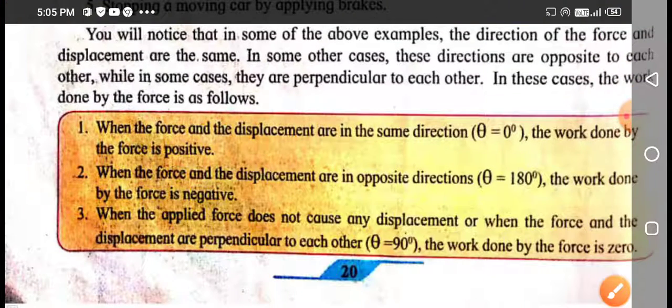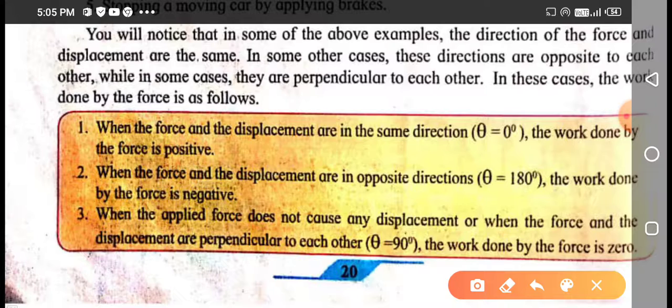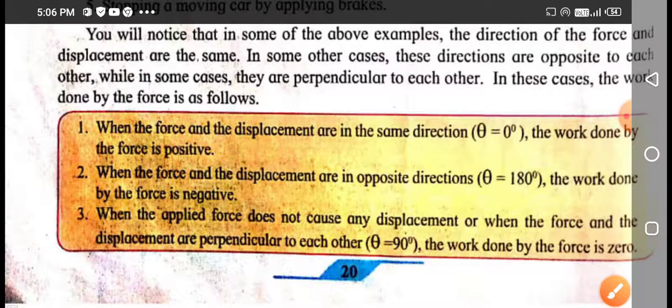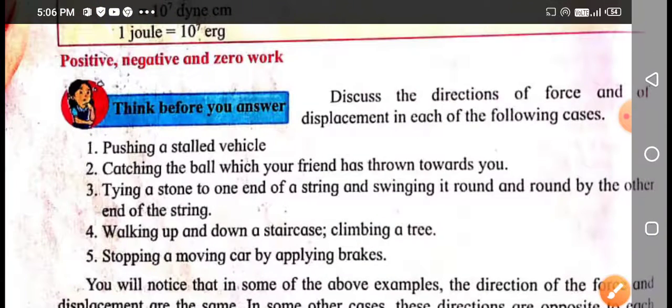In this way, these are the three types of work done we can measure: work done is positive, work done is negative, or work done is zero. When theta is 0 degree, then it is positive work done. When theta is 180 degree, then it is negative work done, and when theta is 90 degree, then work done is 0. Now students, we have completed here positive, negative and zero work done. Thank you.